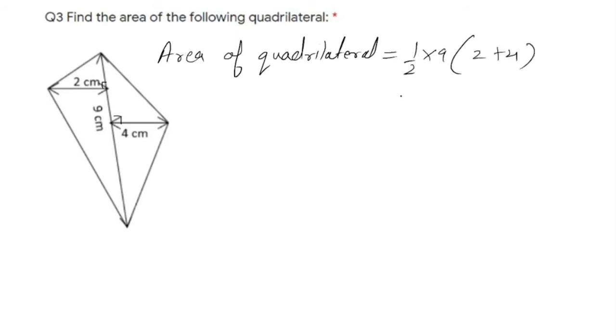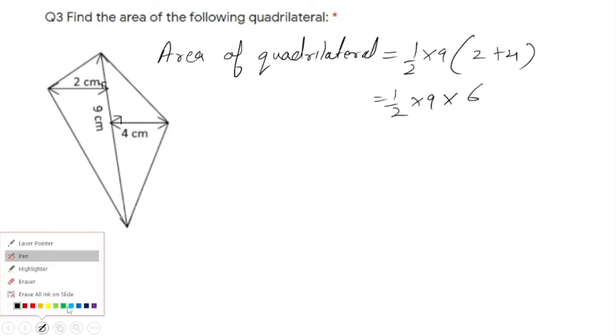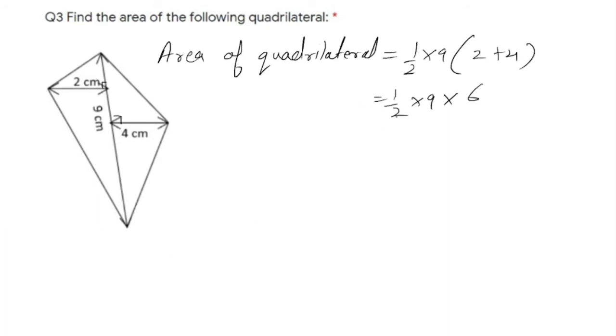So the half and base can be taken common. That is how we get half into 9 into 2 plus 4, which is 6. Now this can be simplified further. You can take this as 2 ones and 2 threes, and 9 into 3 is 27 centimeter square. Easy. Okay, let's go for the next question.